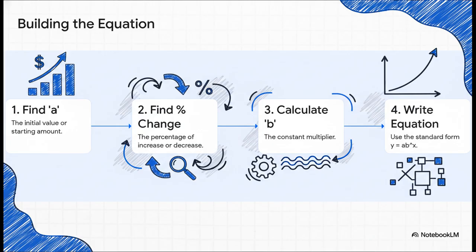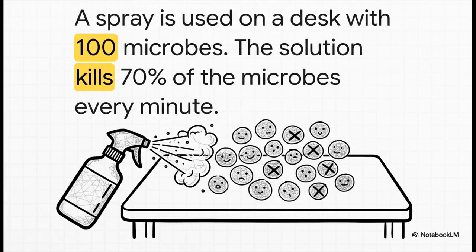And then finally, step 4, you just plug A and B into that standard formula, y equals A times B to the power of x. Okay, let's work through an example. Say we've got a spray that kills 70% of 100 microbes every single minute. So first things first, what's our starting amount? What's our A? Well, the problem tells us we started with 100 microbes, so that's easy.